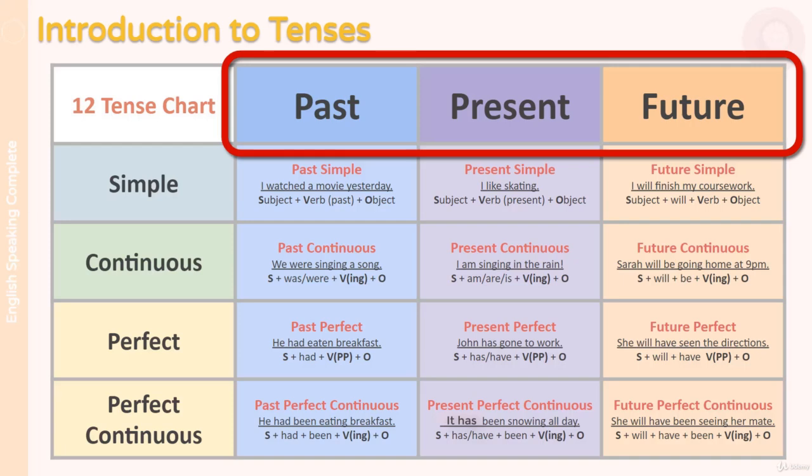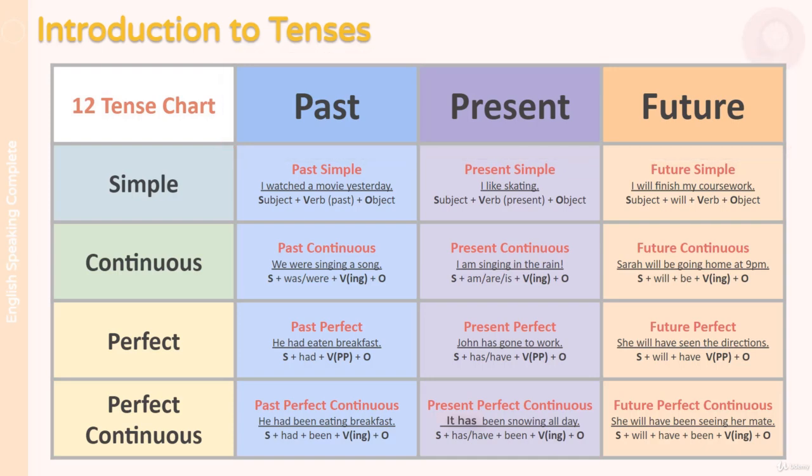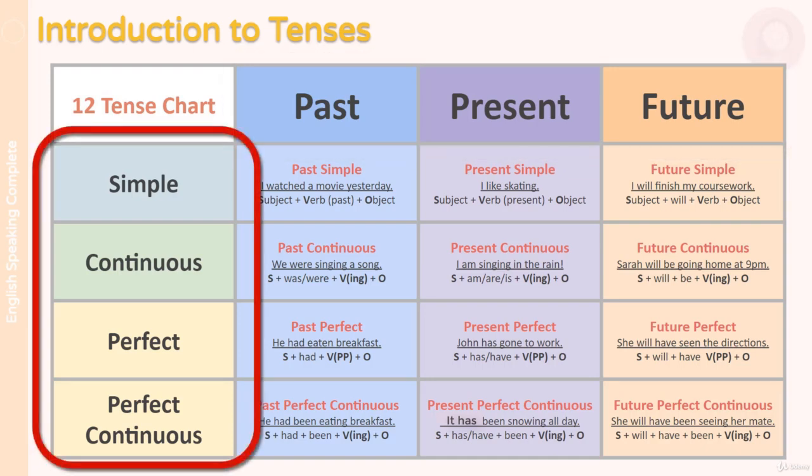Now, each of these 3 times also has 4 types of actions. Simple, continuous, like we just saw, perfect and perfect continuous. So depending on when the action is, we can also say what type of action it was. Simple being I ate noodles yesterday. That's a past simple tense. I was eating noodles yesterday would be past continuous.